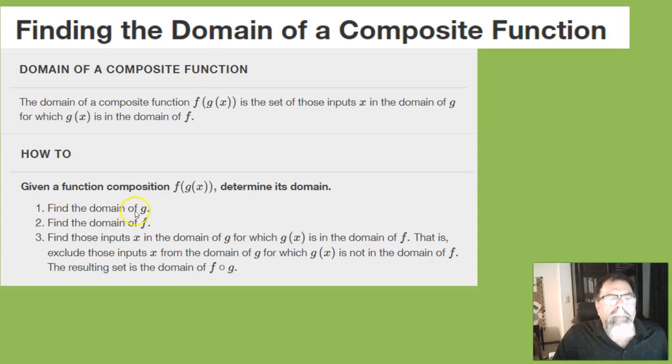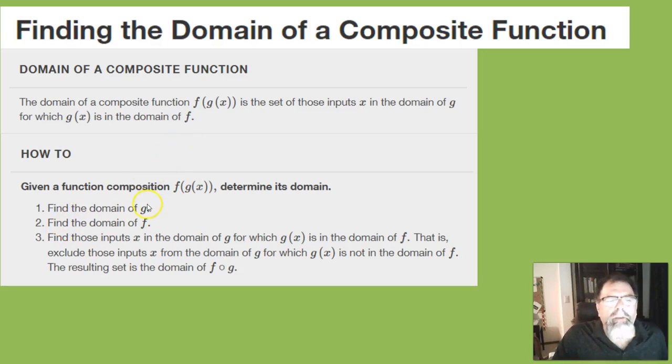You're going to find the domain of g first. You start on the inside. So what x values are you allowed to start this, you can think of it as like a chain reaction. So what x's are you allowed to put into g? So that's the domain of g. And then when you plug it into g, you get outputs. Now, your next step, okay, so hold that thought for a second.